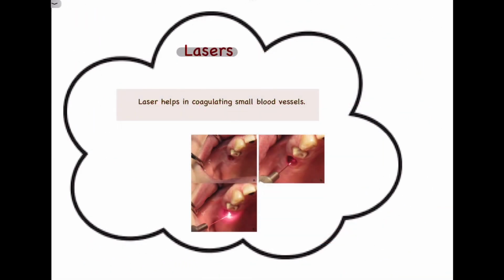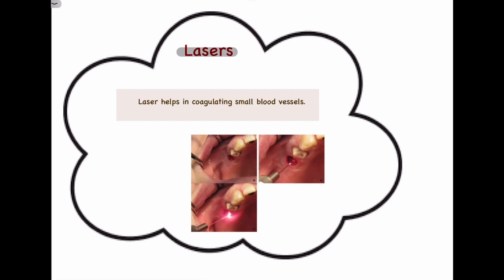Lastly we have lasers. Lasers help in coagulation of smaller blood vessels. Nowadays this is a very common modality, and various surgical procedures are being done with the help of lasers. Why? Because again we get a very good, precise surgical incision, and simultaneously it also aids in coagulation. So one laser tip can serve two purposes at the same time. Also, it is a comparatively minimally invasive procedure as compared to our routine surgical procedures done with forceps and elevators.